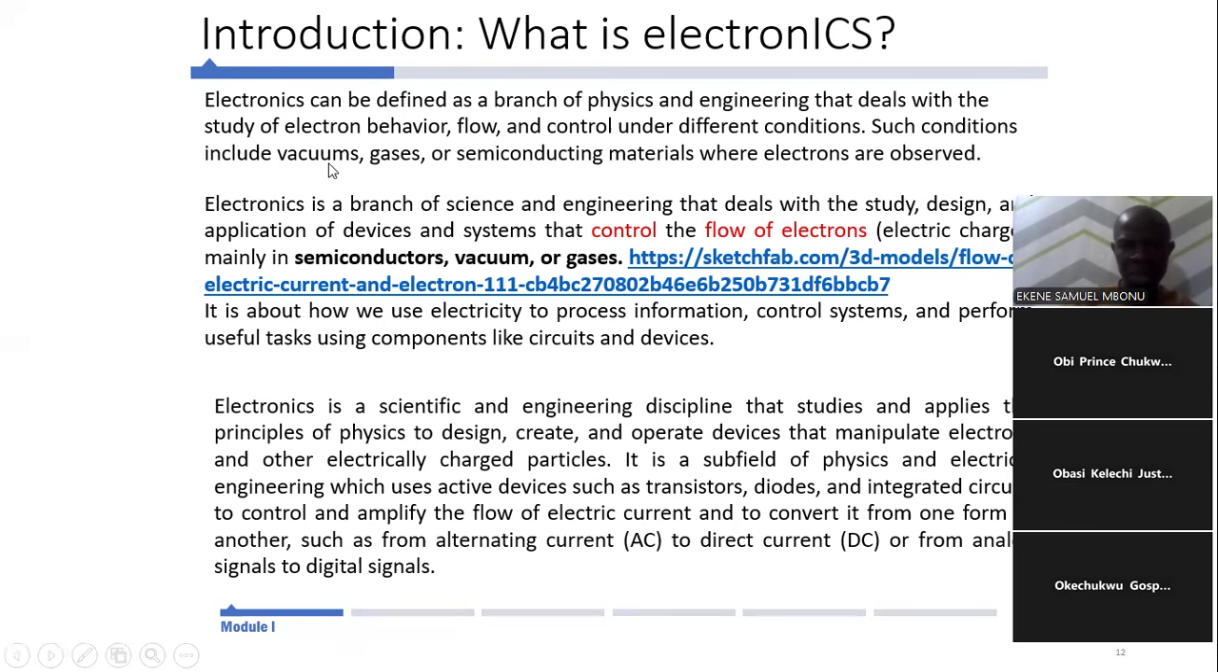It started with vacuum tubes. Many of us may not be familiar with vacuum tubes that were available in those days in black and white televisions. And if you go to radio stations in those days, you see them. When transistors, BJTs, the bipolar junction transistors came out, they replaced vacuum tubes. And now we are dealing with semiconductors today.